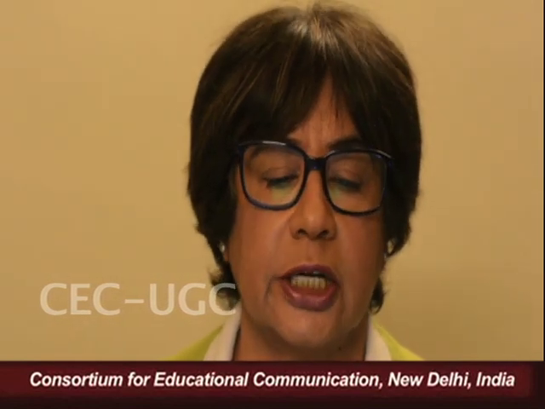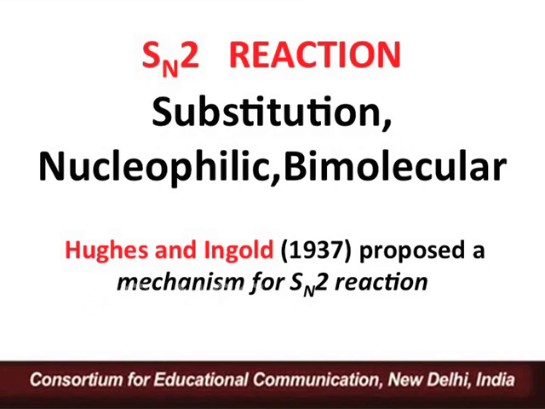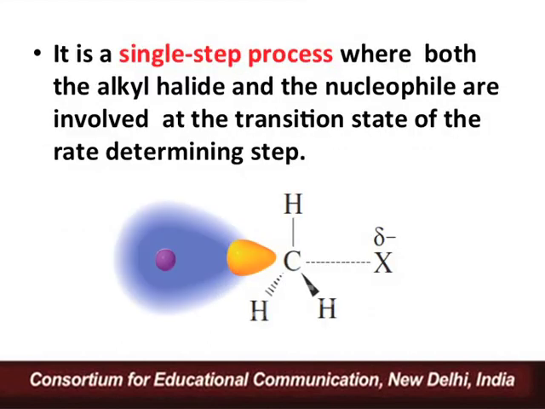part in the reaction. Eugen in Gold in 1937 proposed a mechanism for SN2 reactions based on their experimental data. They said it is a single step process where both the alkyl halide and the nucleophile are involved at the transition state of the rate determining step. This you can see on your slides.